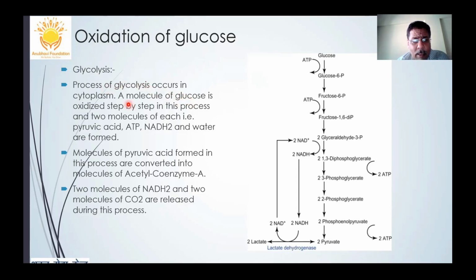The process of glycolysis occurs in the cytoplasm. A molecule of glucose is oxidized step by step, and two molecules of each, that is pyruvic acid, ATP, NADH2, that is nicotinamide adenine dinucleotide hydrogenase, and water are formed. Molecules of pyruvic acid formed in this process are converted to molecules of acetyl coenzyme A on the membrane of mitochondria, and then they can be utilized in the mitochondria for the further respiration, which occurs only in aerobic respiration or aerobes. Two molecules of NADH2 and two molecules of carbon dioxide are released during this process.